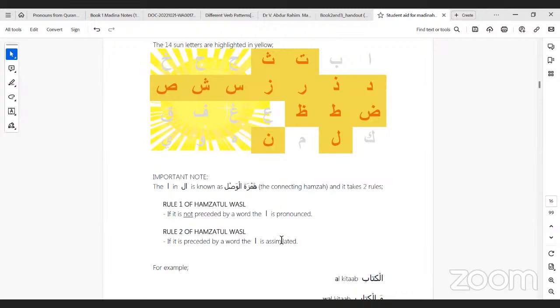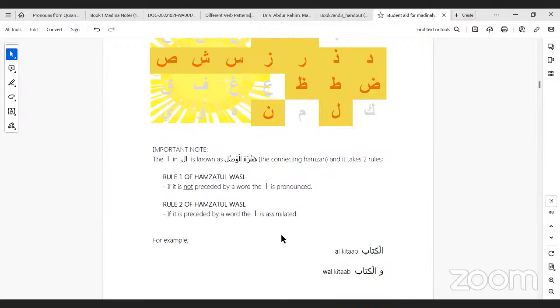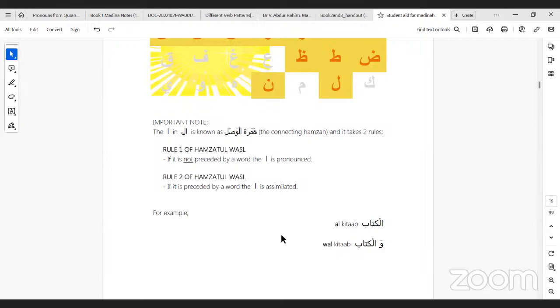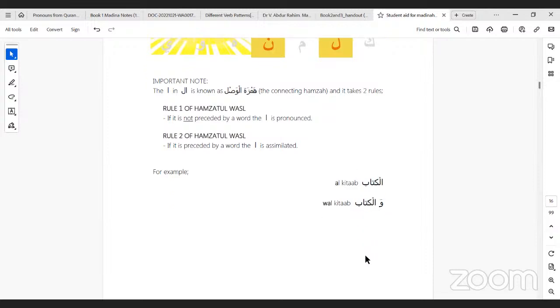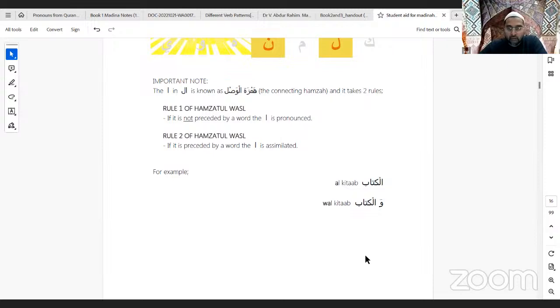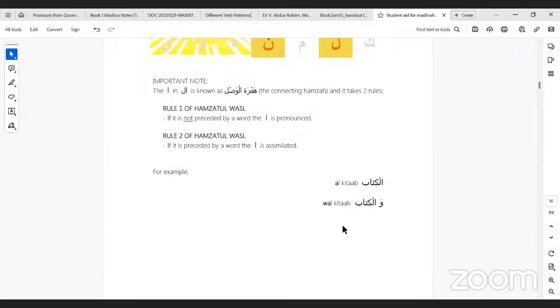Rule number 1 of hamzatul wasl: if it is not preceded by a word, the alif is pronounced. Rule number 2 of hamzatul wasl: if it is preceded by a word, the alif is assimilated. For example, al-kitabu becomes wal-kitabu. So the alif is dropped.